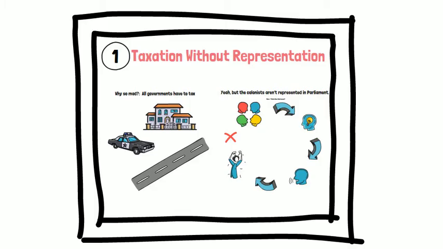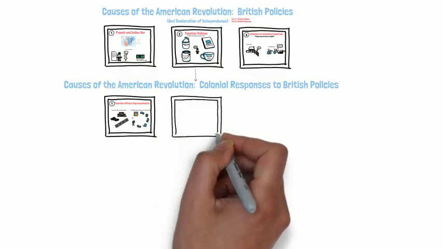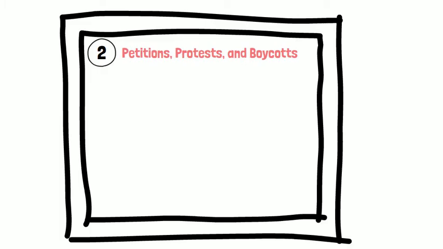To summarize, the British colonists were upset with the taxation because they were being taxed but not represented. The colonists were not allowed to vote for people to go to Britain so they could have their voices heard. Now that we understand what no taxation without representation means, let's talk about how the colonists responded to the British policies. The colonists petitioned the king, they protested, and they boycotted.